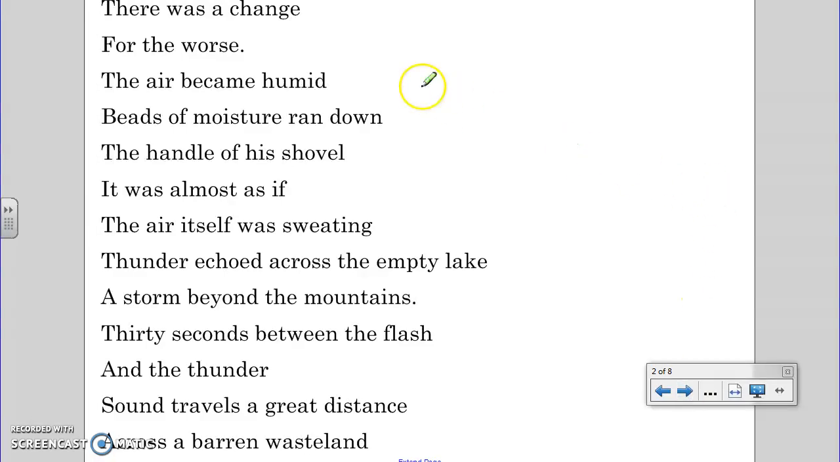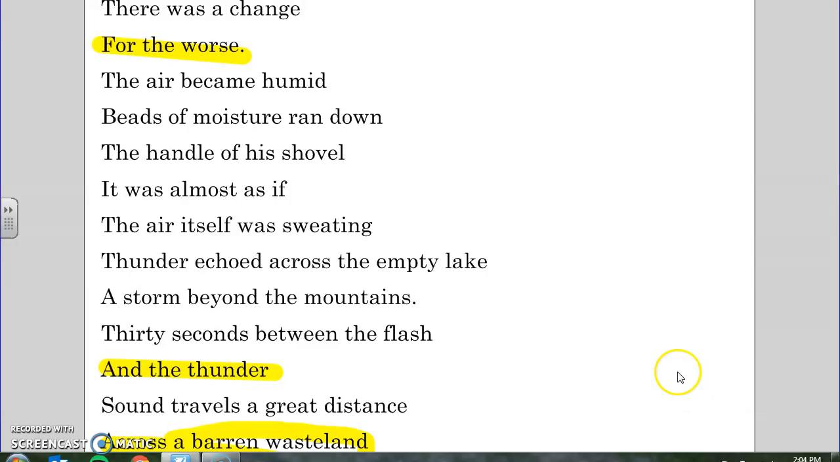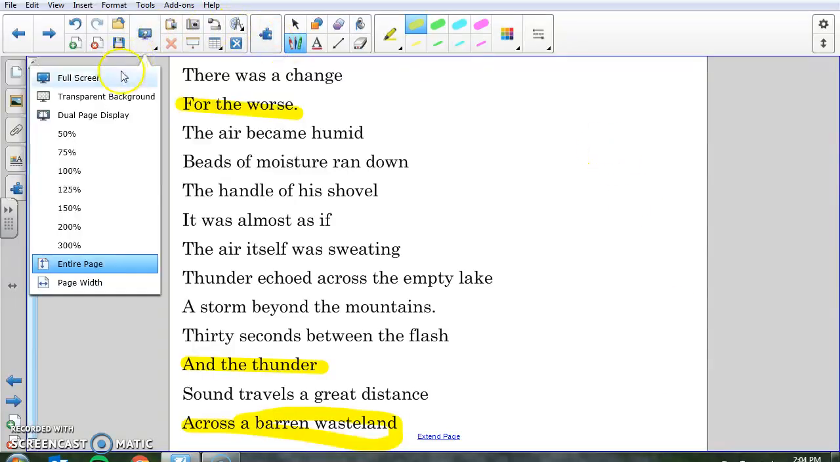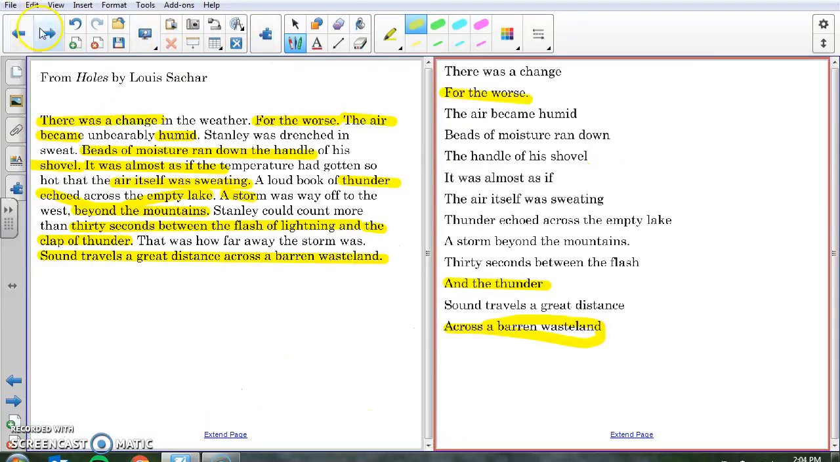You can see that the author of this poem created some drama by isolating "for the worse," isolating "and the thunder," and then isolating "across a barren wasteland." This last one right here. Now, the neat thing you can do with a found poem like this is you can create another poem based off of the found poem and make it so it's something that's completely your own. So I'm going to show you what this one author has done with this.